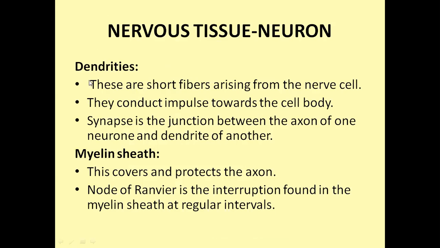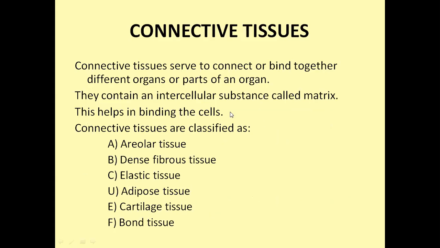So dendrites are short fibers arising from the nerve cells. They conduct the impulse towards the cell body. Synapse is the junction between the axons of one neuron and the dendrites of another. The myelin sheath covers and protects the axons. Node of Ranvier is an interruption found in the myelin sheath at regular intervals.